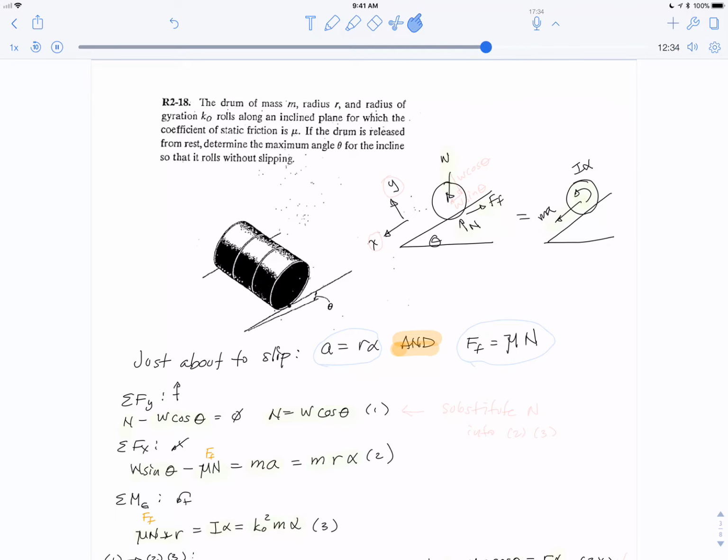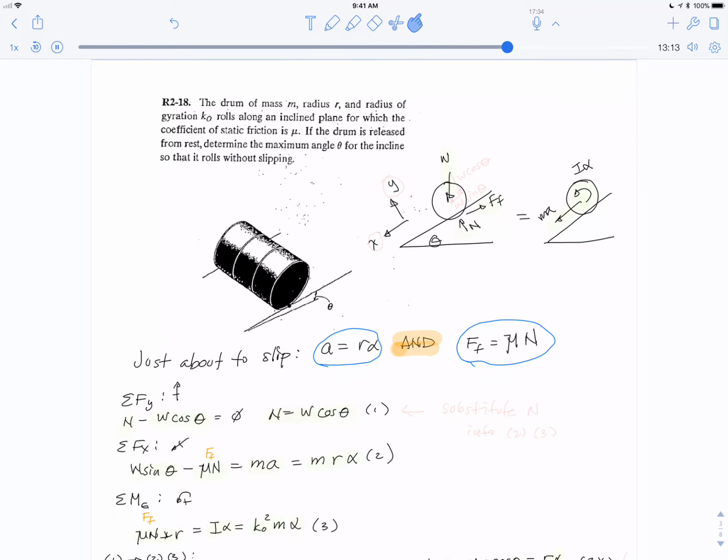So let's do this. There's a little twist to this problem. There's all variables, and it's asking for the angle where it's just about to slip. What that means is, if it's just about to slip but not slipping, you have a equals R alpha because it's not slipping. And because it's just about to slip, you do have the friction force equal to mu N. So you have both things given, and in this case, you're going to use that information to solve for theta.